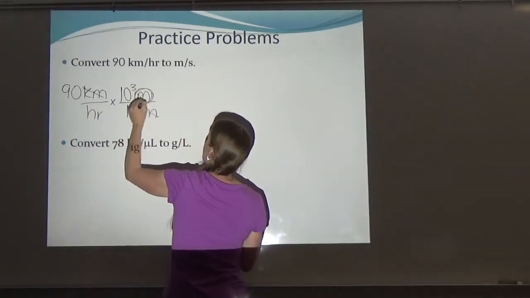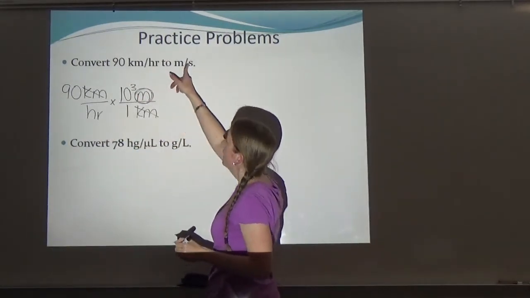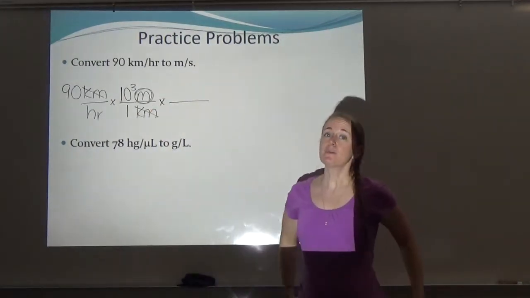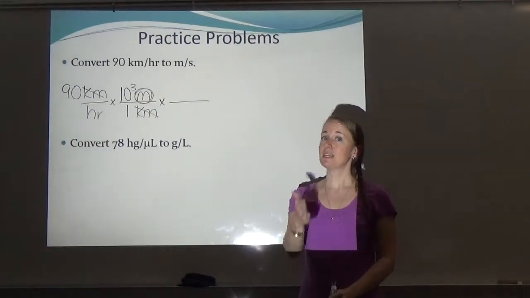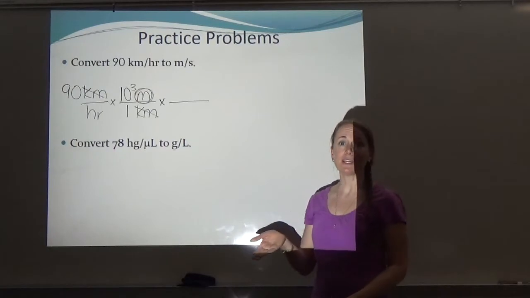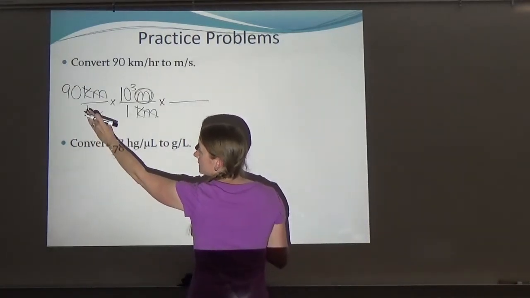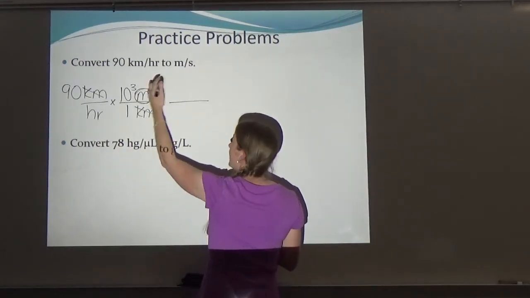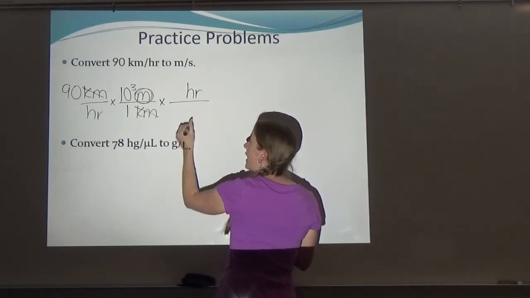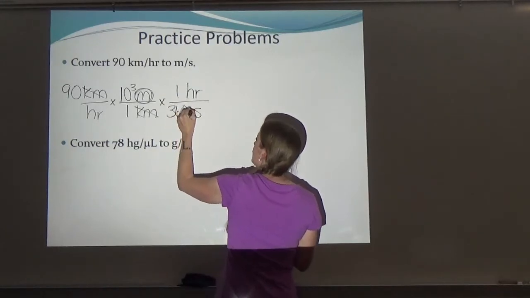I now have meters in the numerator, which is what I want, but right now I have meters per hour. So I need to change my hours to seconds. So I'm going to put another conversion factor. Now remember, you are more than welcome to do 60 seconds in a minute, 60 minutes in an hour. I like to just do it as one step and say 1 hour equals 3,600 seconds. So my golden rule for the denominator is any unit in the denominator that I need to cancel, I put in the numerator. So we know we have hours, we're trying to get to seconds. We know 1 hour is 3,600 seconds.